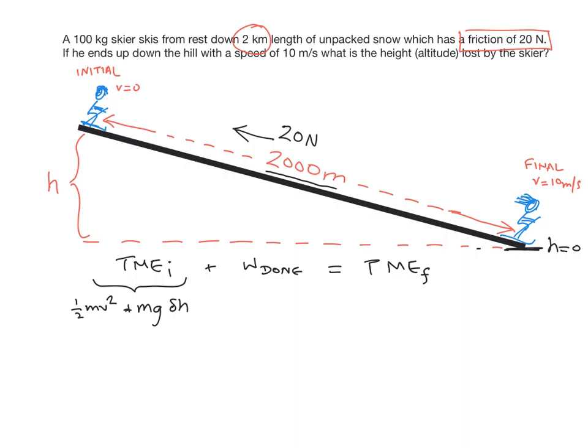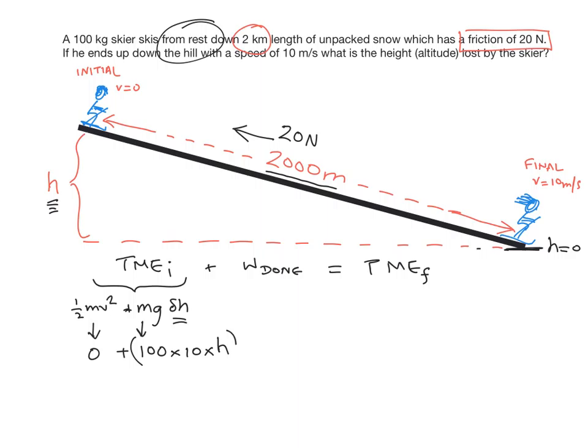In this case, the kinetic energy initially is 0 because he's at rest. It says the skier skis down from rest. So he just has gravitational potential energy. The mass of the skier is, of course, 100 kilograms, multiplied by g, which we approximate as 10, multiplied by the change in height, which we don't know, but we do know that it's an unknown h. So we have h in this case here. And so that gives us the gravitational potential energy.